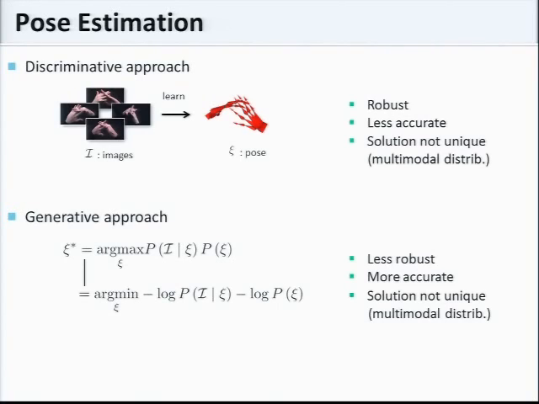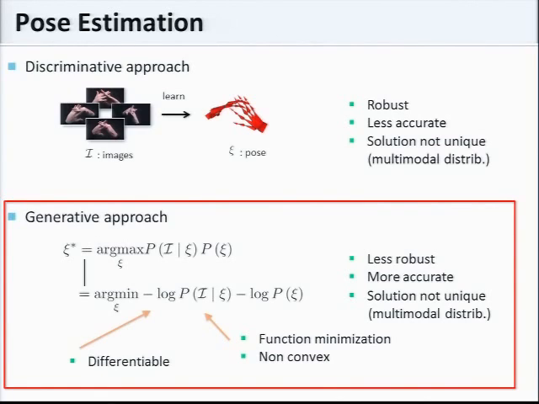This is just to summarize the pros and the cons. Typically, the discriminative approach is more robust, while the generative approach is more accurate. But in the framework of pose estimation, in both cases the solution is not unique, because you have a sort of multimodal distribution, in the sense that you usually do not have enough information to infer the pose. You usually have some ambiguities. The generative approach also inherits all the functional minimization problems. And the funny thing is that this functional is typically non-convex, so minimizing it is pretty tough.